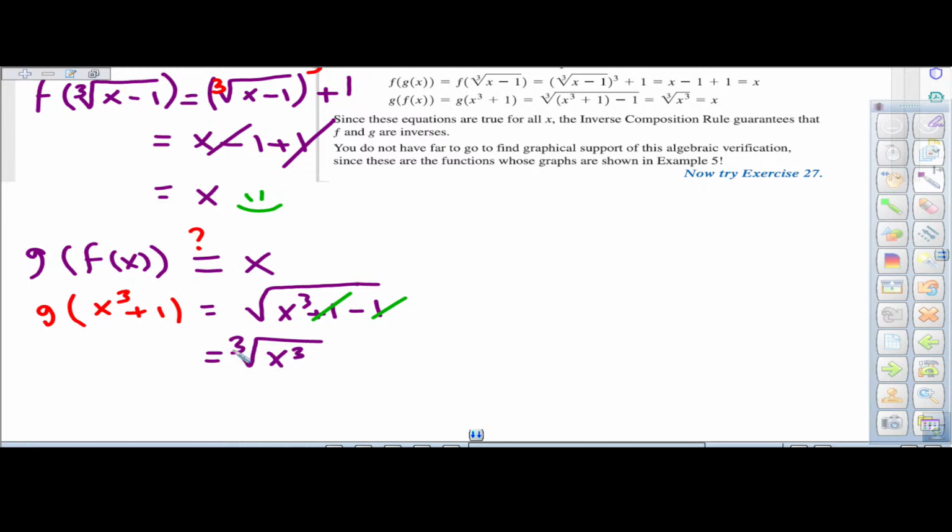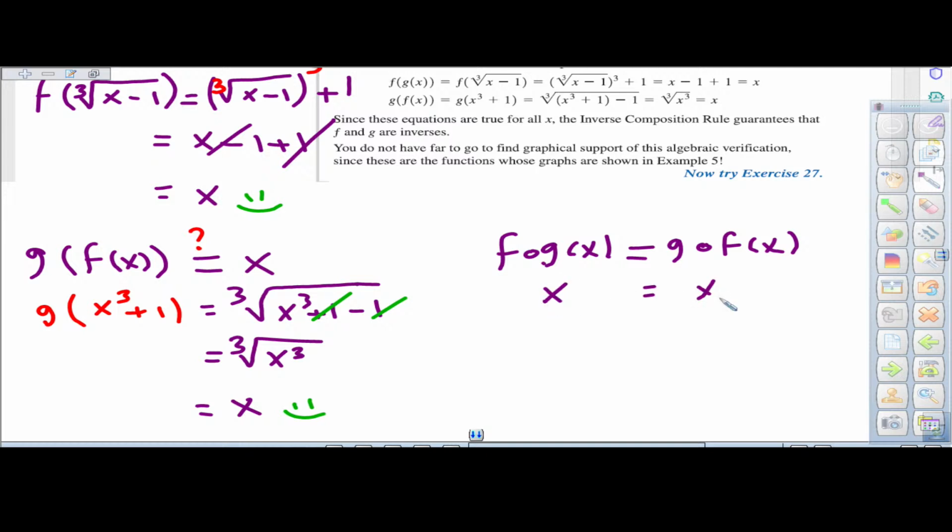And please do not ignore, this is a cubic root. So you're basically saying, what's the cubic root of x cubed? Well, definitely that's going to be just x. Another happy face here. What we just found out in this example is that f of g of x is the same as g of f of x, and each one of them is equal to x.